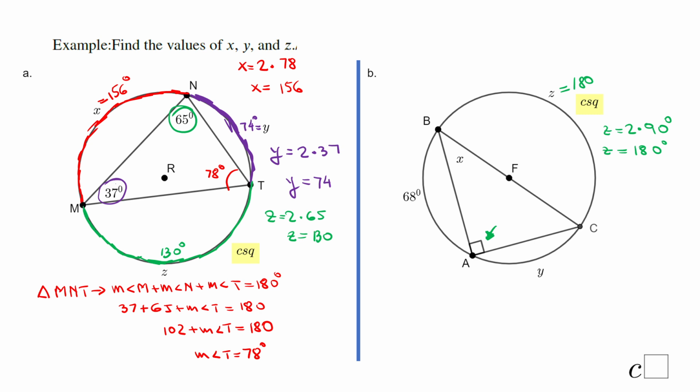What about y or x? You see, I start with z. Okay. What about y or x? So I think the easiest way, maybe it might be a different way, is to look at this 68, which is this arc.